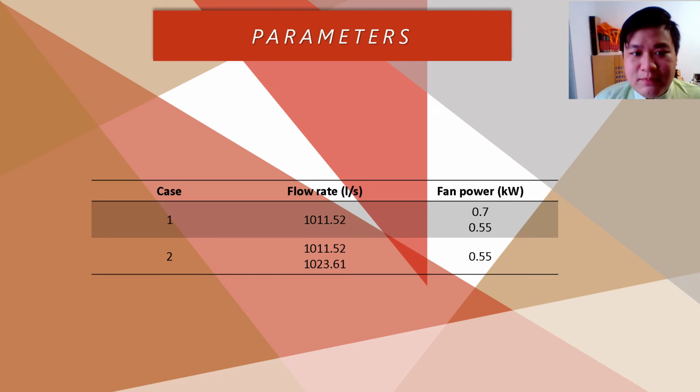So these are the parameters for this project. There are 2 cases. For the first case, the constant is the flow rate, which is 1011.52 from the ASHRAE standard, and the fan power is 0.7 and 0.55. For the second case, the constant is the fan power, which is 0.55 kilowatt from the catalog, with flow rates of 1011.52 and 1023.61. Okay, so we go to the next slide.